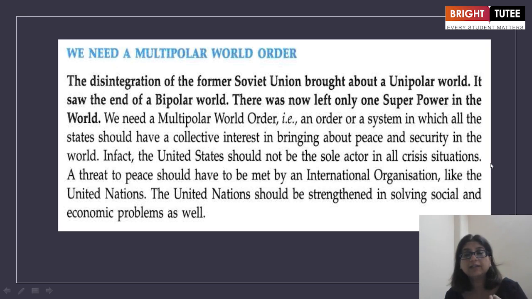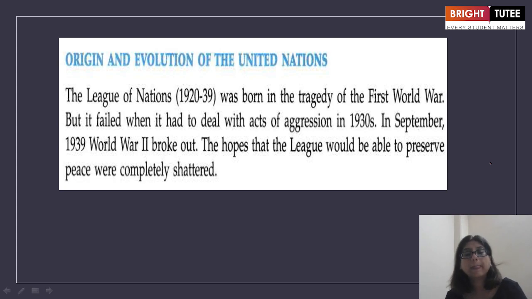the world. In fact, the United States should not be the sole actor in all crisis situations. A threat to peace should be met by an international organization like the United Nations. The United Nations should be strengthened in solving social and economic problems as well.